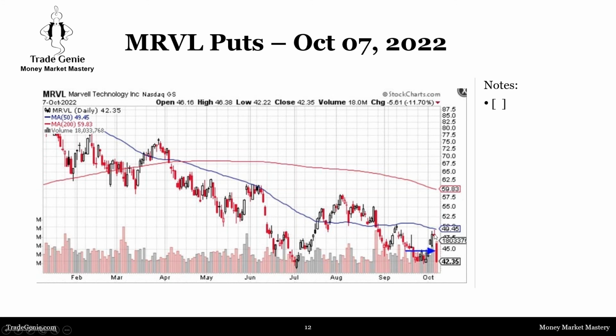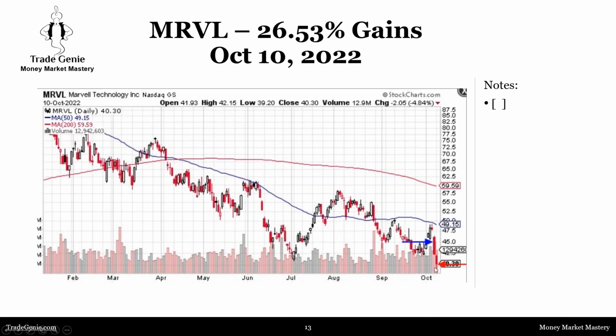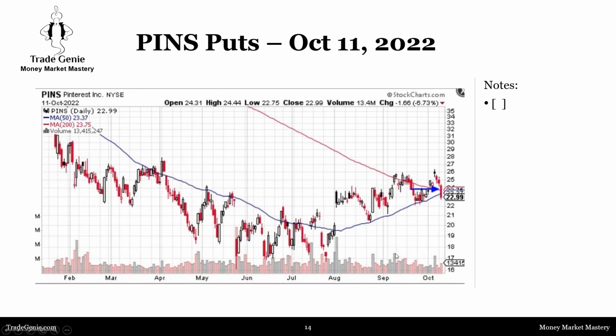It created resistance here, and it's just red candle falling, and then the next day it fell again. So 26.53%. It's not that bad. Here, PINS puts. So think about PINS and all the other social media. They are going down. So which one do I need to buy? Puts. Looks like this was the resistance at 25, 26, and it's going down.